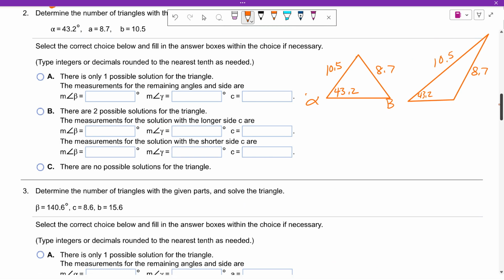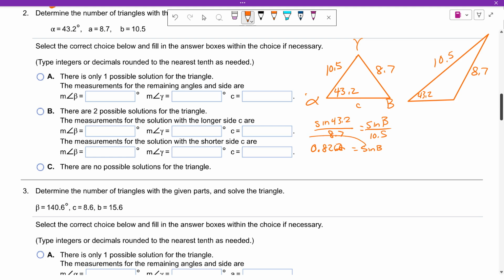So what do we do? Well, we do the law of sines, and I want to figure out beta. Because I have B, I have A, I don't have gamma, and I don't have C. So, the sine of 43.2 over its opposite side, 8.7, equals the sine of beta over its opposite side, 10.5. So take 10.5 times sine of 43.2, get a number, divide by 8.7, give a number. What does the sine of B equal? Give me 4 decimal places. 0.8262.